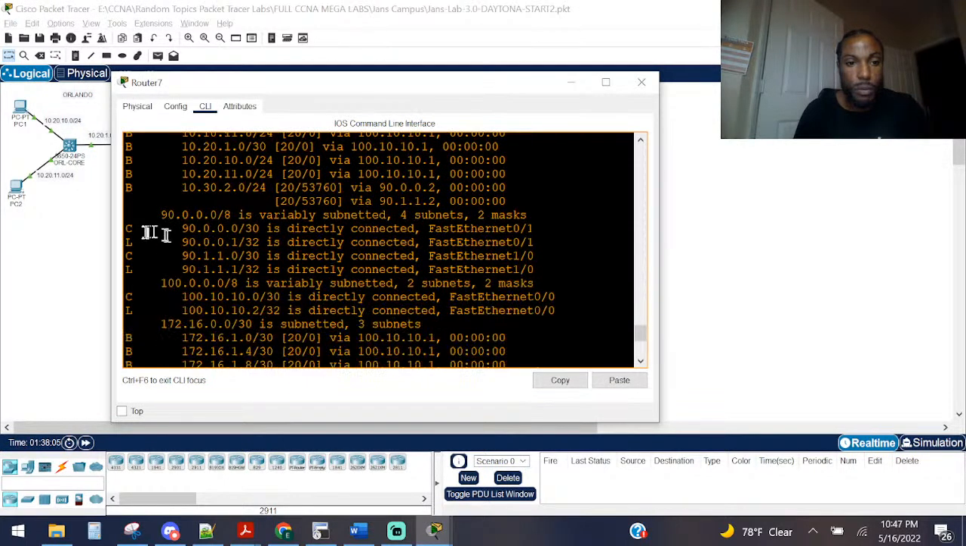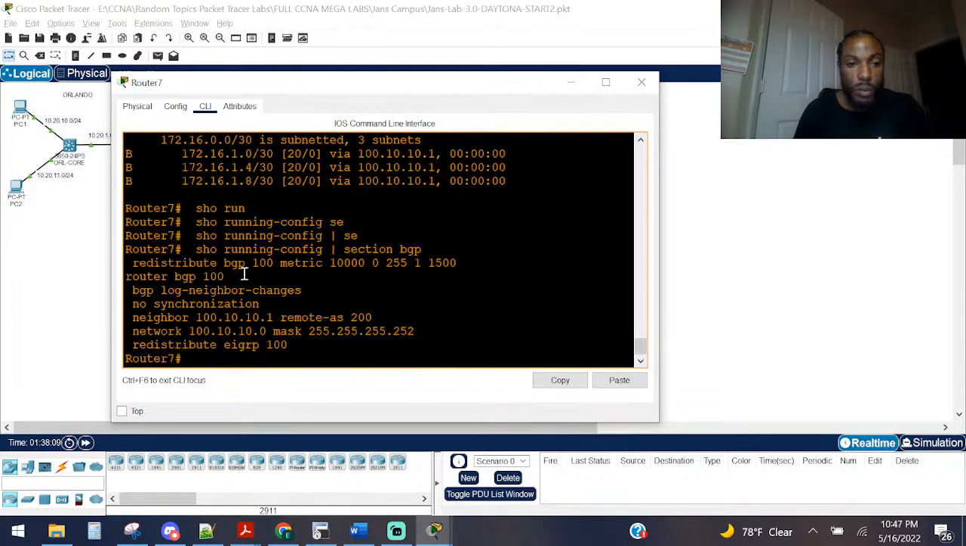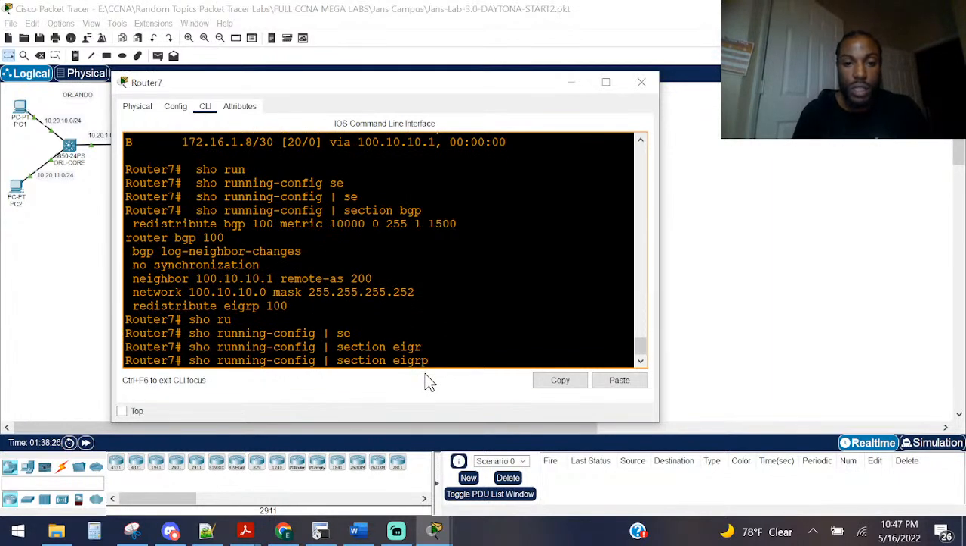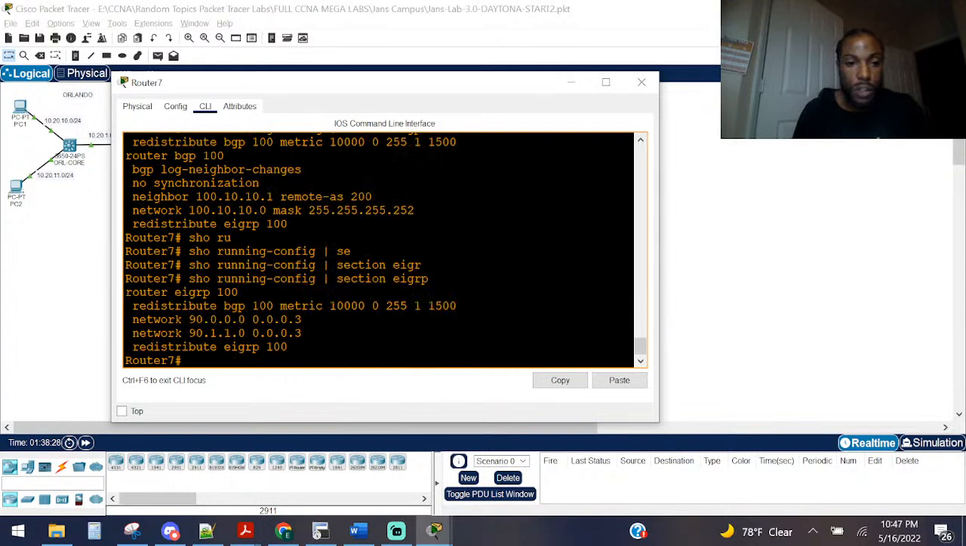The connected route would be this 90 network, but these are static routes. We want to redistribute. We don't want to redistribute. Let's see. We're redistributing EIGRP. Let's look at that's BGP. So let's look at show run section EIGRP. He is redistributing the EIGRP routes. I don't think we want to do any kind of connected redistribution here.